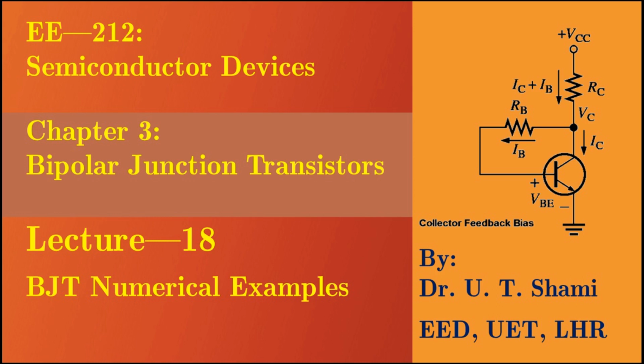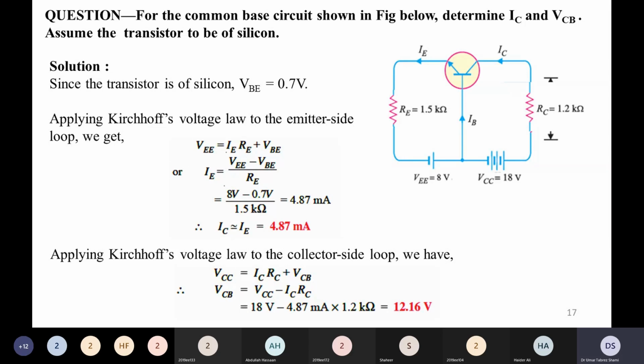Bismillahirrahmanirrahim. In today's lecture, I want to demonstrate a few numerical examples for the BJT transistor. We have done a variety of configurations for the BJT. These include the common base configuration, the common emitter configuration, and the common collector configuration. In today's lecture, I want to demonstrate a few numerical examples that will cover the above mentioned configurations. So let us come to our first example.